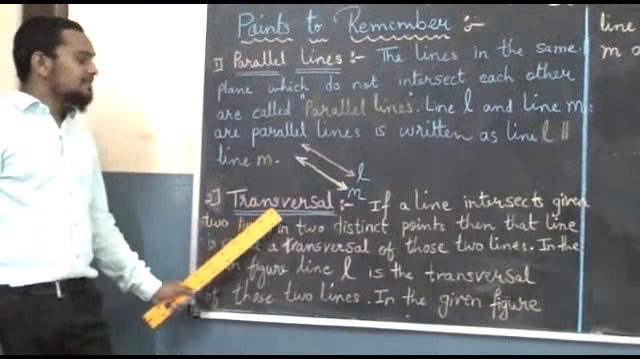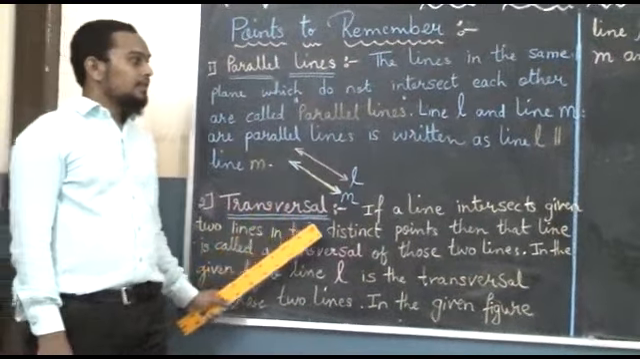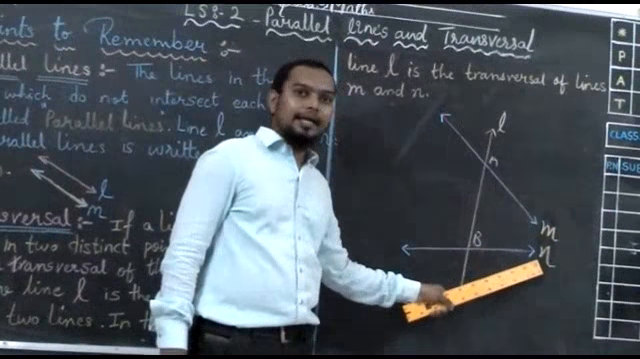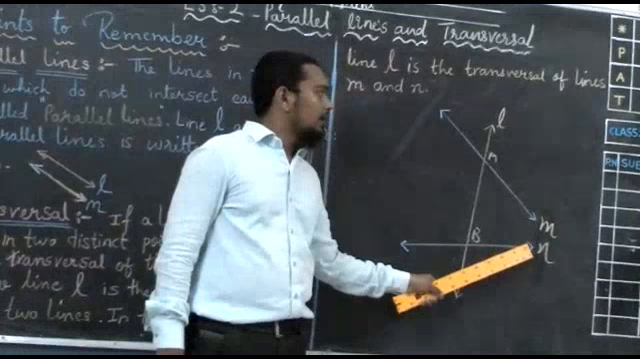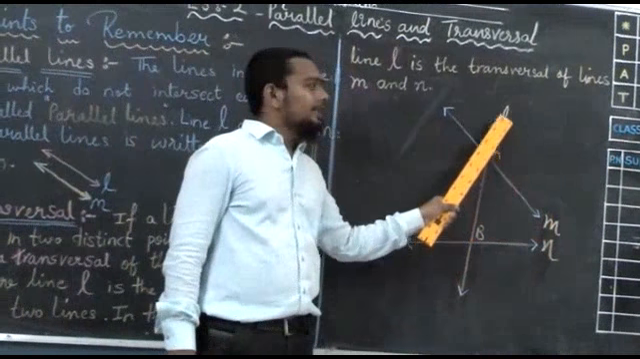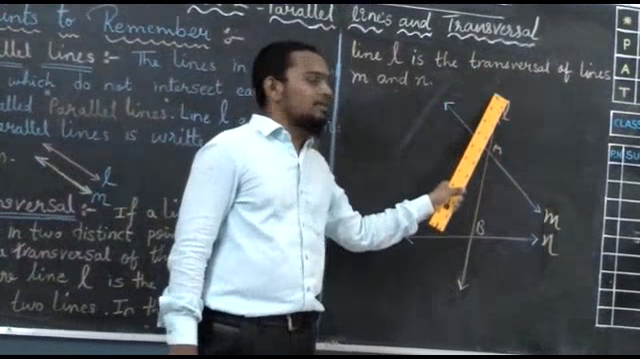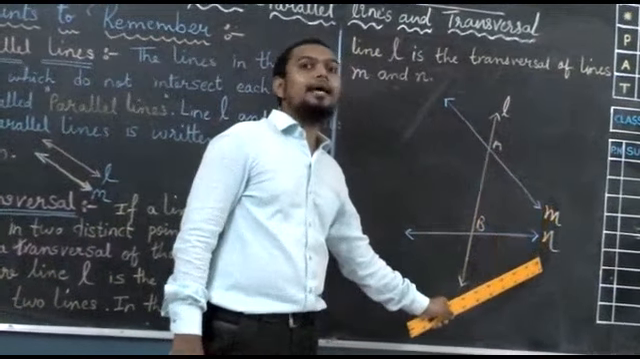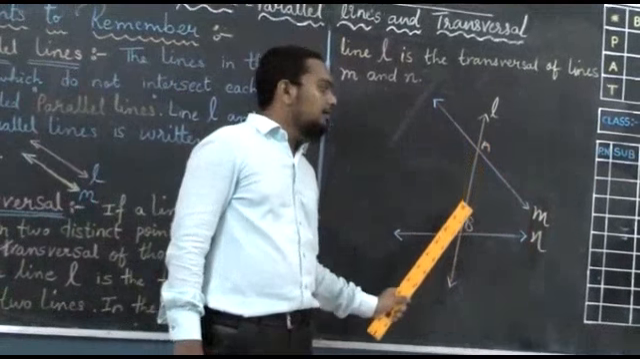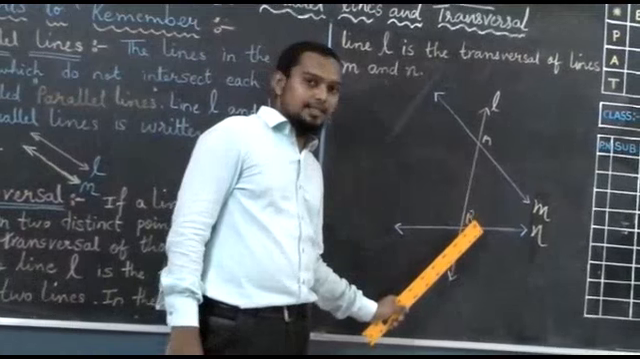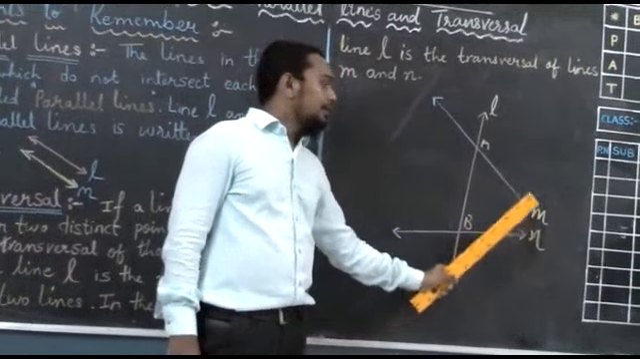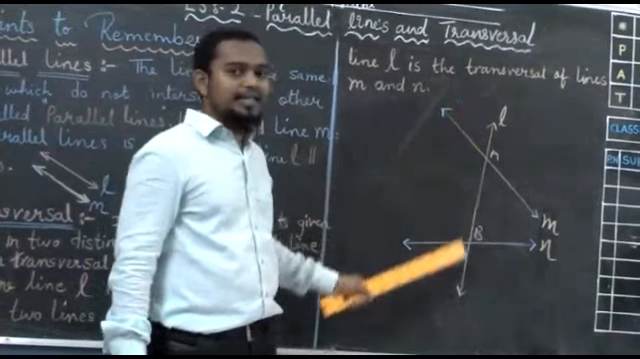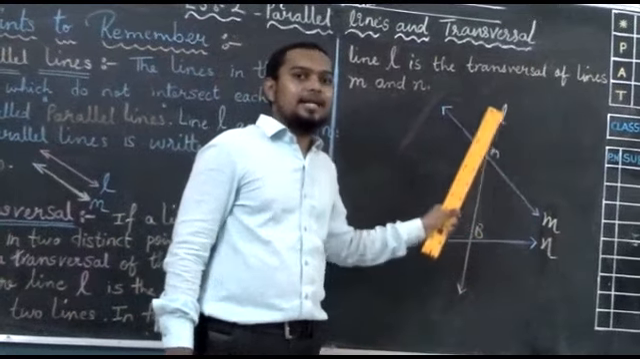Second point, transversal. When we are taking two lines, line M and line N, and the transversal line L. Points A and B are distinct points on line M and line N. Here, line L is a transversal.